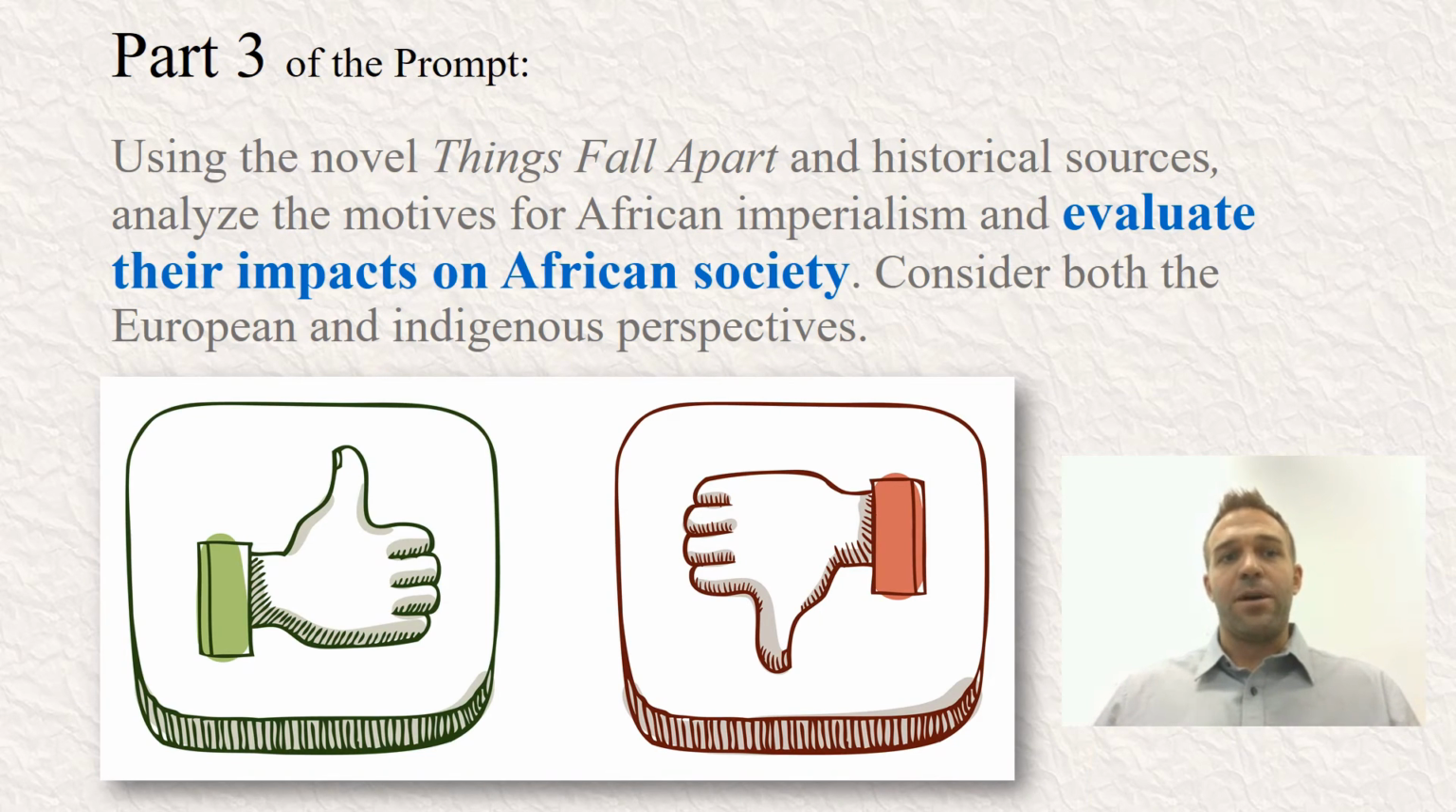The third part of your prompt asks you to evaluate their impacts on African society. We're talking about evaluating the impacts of those particular motives, which means you have to weigh the positives and the negatives. What were the good things? What were the bad things about the motives of imperialism and how they impacted the Africans?